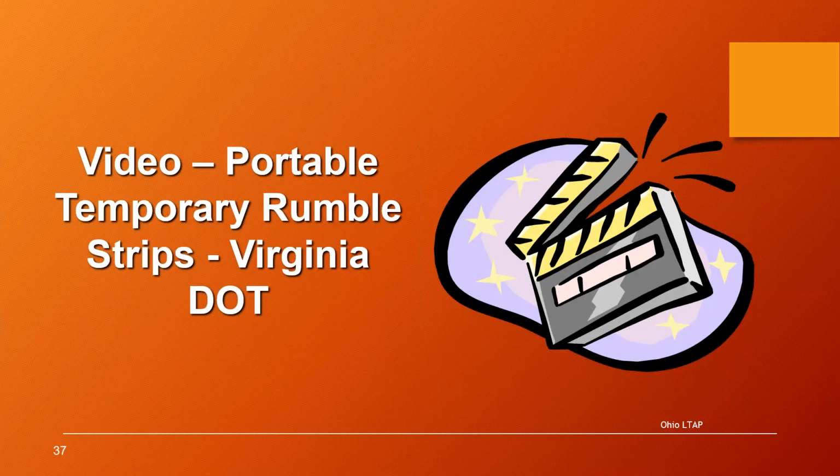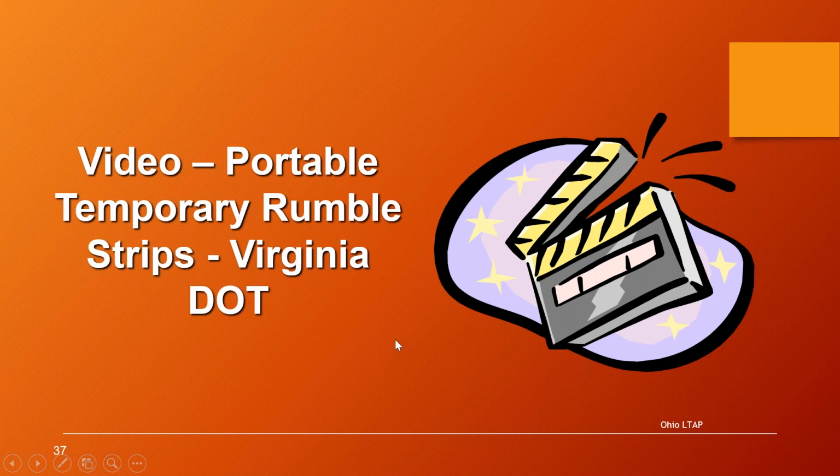Some other things have been studied that add safety to your work zone in high-speed areas. One of them is called portable temporary rumble strips, and they've been studied so much that they've actually become part of the standard flagging operation in the state of Virginia. And so we actually have a video.